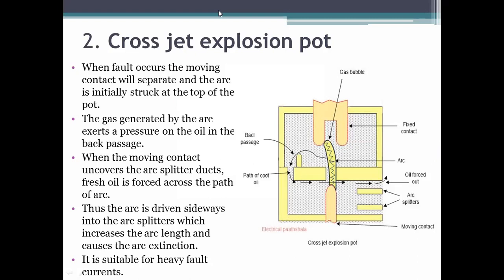So just tell me now, if you are present: this plain explosion pot circuit breaker is used for which type of fault currents? Means it is suitable for which type of fault currents? Low, medium, or high?